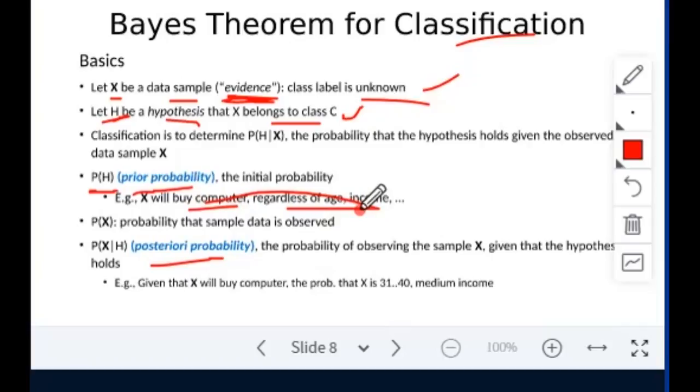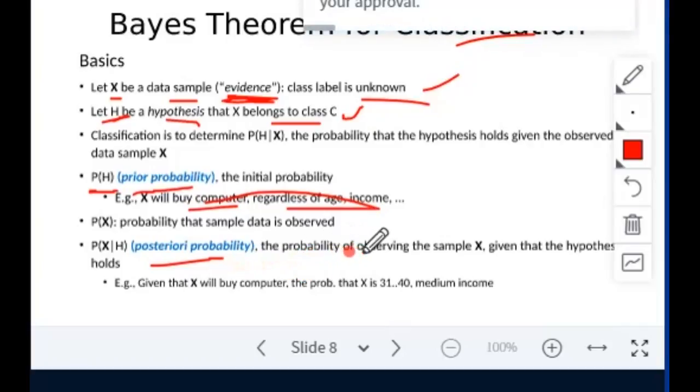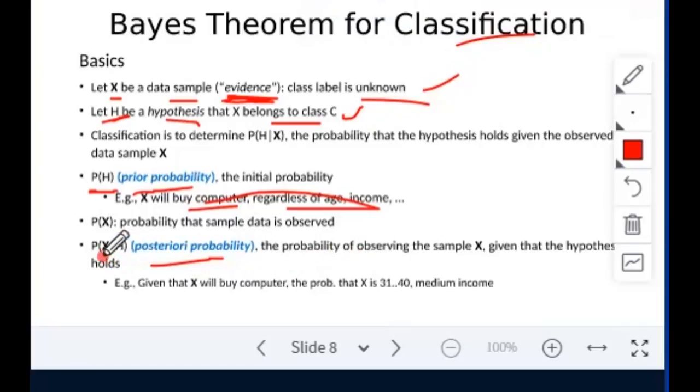Next, we have the posterior probability. What is posterior probability? The probability that sample data is observed. It is represented as P of X given H. It is the probability of an event after evidence is seen, that is, the probability of observing the sample X given that the hypothesis holds.